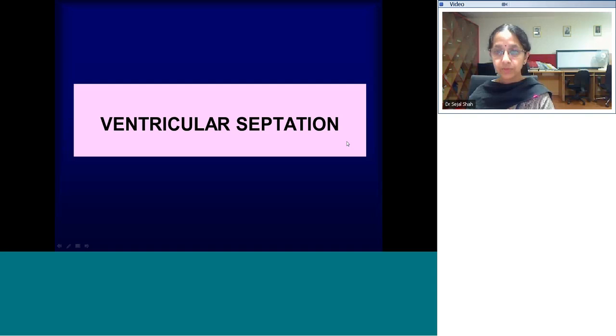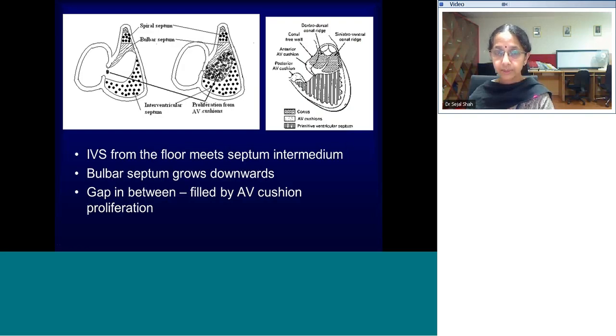The ventricular septum is derived from multiple tissues at the same time. This is a sagittal cut where you can see the endocardial tissue and the right ventricular side. What happens is that initially the interventricular septum grows from the floor and goes up towards the septum intermedium.